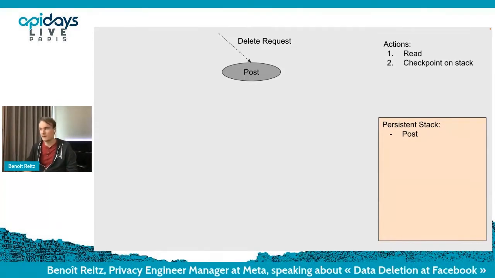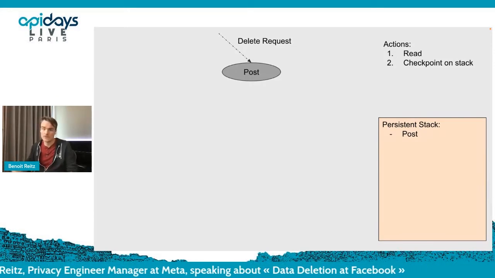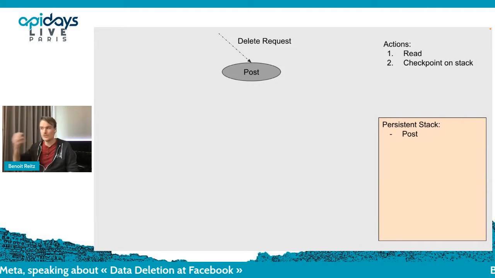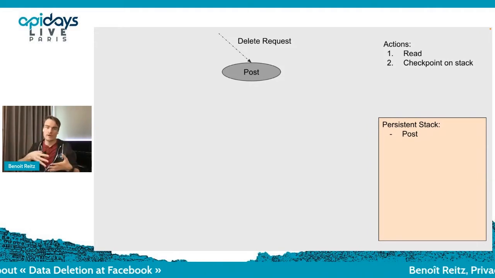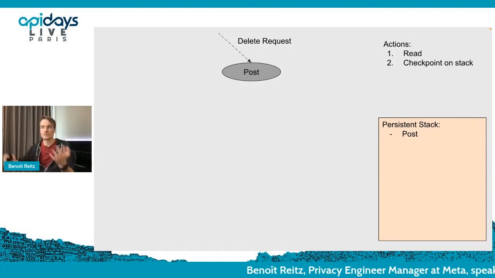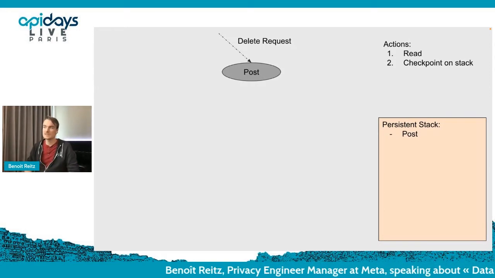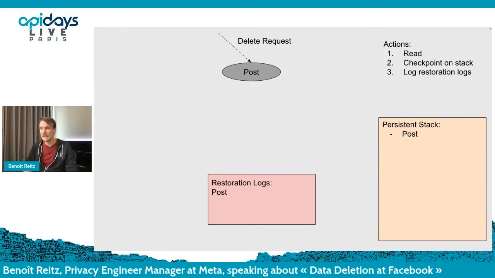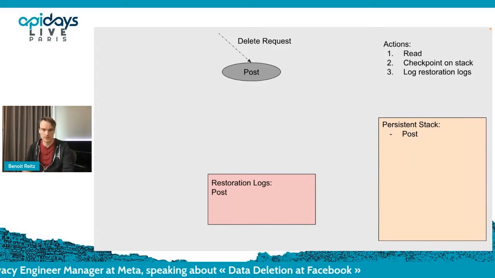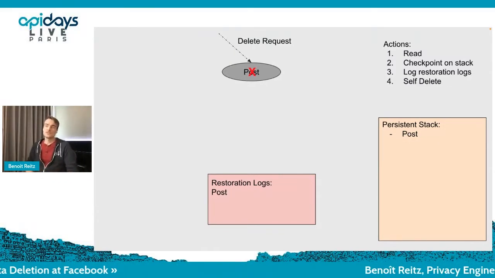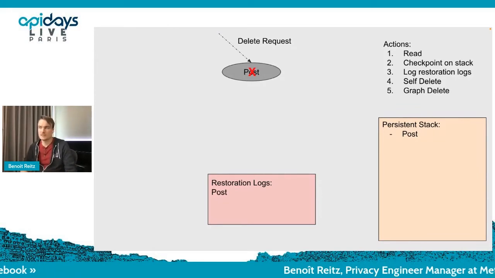So let's assume that the job gets killed halfway through for any reason. We can restart the deletion and read the stack and know exactly where in the graph we were. And the data that we need to iterate over the graph is also preserved in this persistent stack. Then we log restoration logs before actually doing any deletes. Those restoration logs, as we're going to see later, allow us to basically restore data. And then we do the self-deletion. After the self-deletion, the graph deletion is what happens.